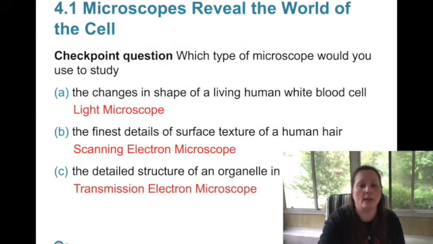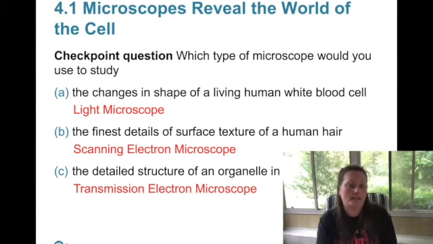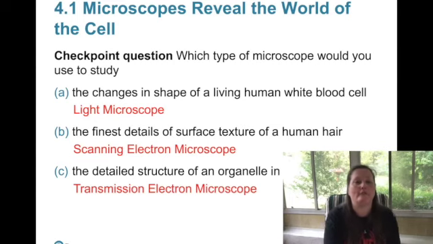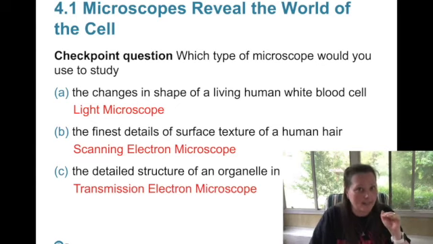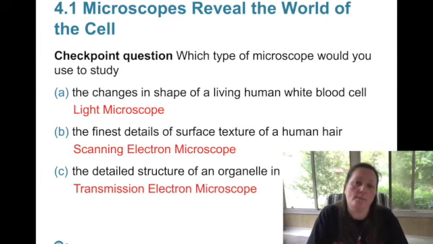Well, here you go. You would use a light microscope for the living human white blood cell. Then, for the finest details, you would use the scanning electron microscope like I just showed you with the fish. That shows you just how detailed you can get that texture because that's what I was showing you. And then for the detailed structure of an organelle in a liver cell would be the transmission electron microscope.